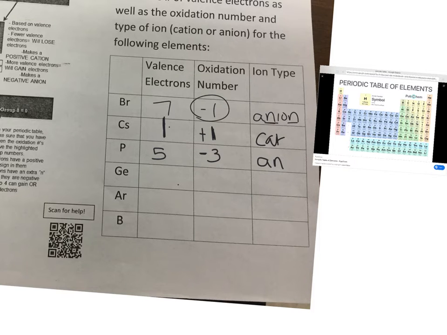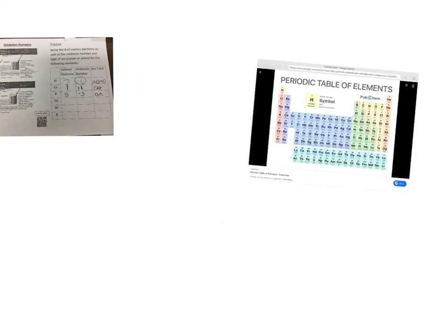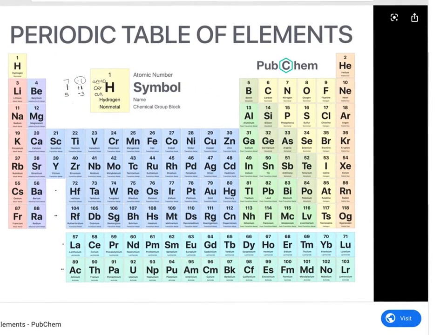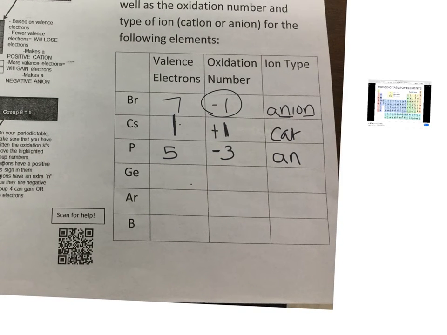Okay. Ge stands for germanium. Find germanium before I do. See, you have your periodic table handy, right? I found it. Germanium is in this group, in the carbon group. So this is plus or minus, right? Because 1, 2, skip a few, 3, and 4. So what does that mean for all these other values? We have 4 here for valence electrons. Oxidation number could be plus or minus 4. And ion type is cation or anion.